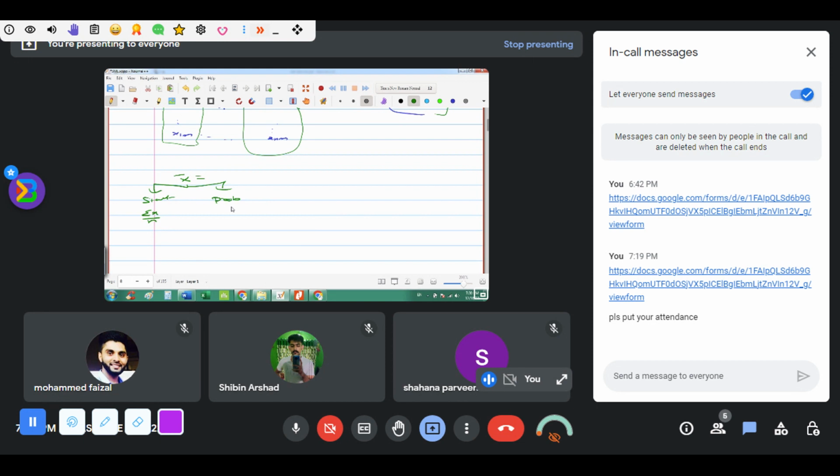But here, for probabilistic data, what is the mean formula? Summation of x into the corresponding probability value. Okay, summation of x into the corresponding probability value. How to define the probability? Okay, I will give the basic idea of probability.